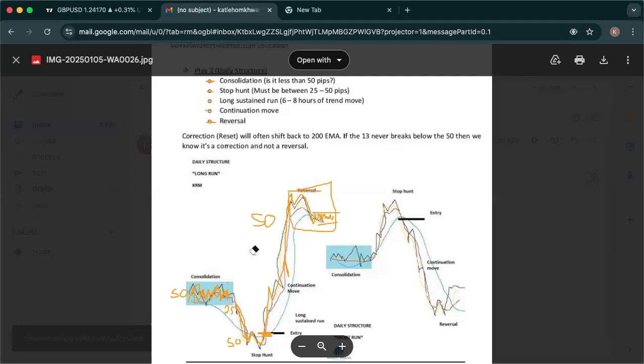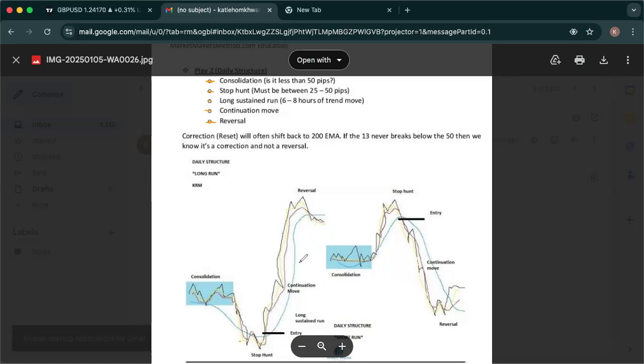Okay. And then what do they say now? They say correction, a retest will often shift back to the 200 EMA. If the 13 never breaks below the 50, then we know that it's a correction and not a reversal.